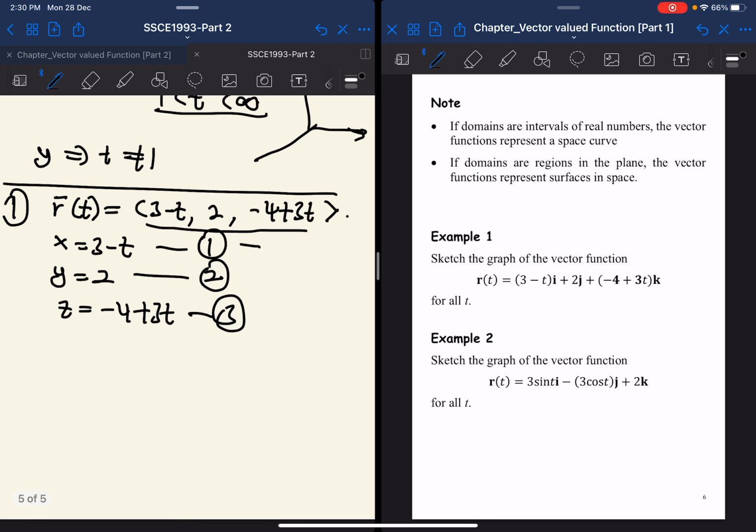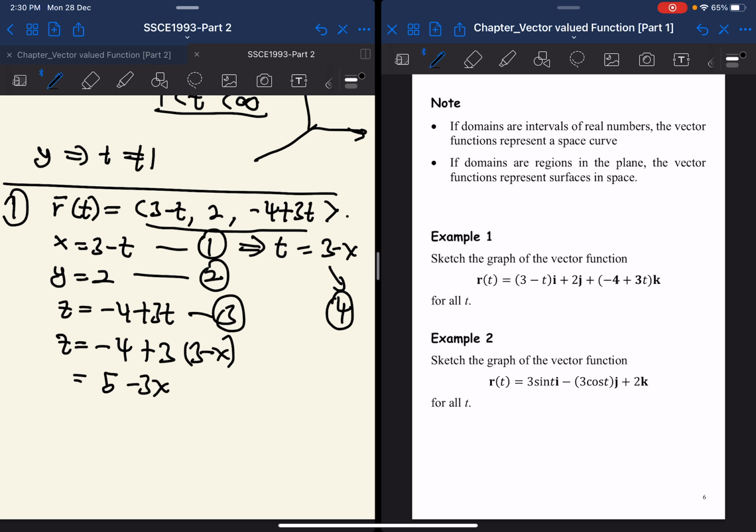From the first one, we can rewrite t as the subject, so we will have t equal to 3 minus x. This will be the fourth equation. We substitute this fourth equation into the third equation, so you will get z equal to -4 plus 3 times (3 minus x). After you simplify, you will get 5 minus 3x. Now we have one more term, y equal to 2, and then z equal to 5 minus 3x.